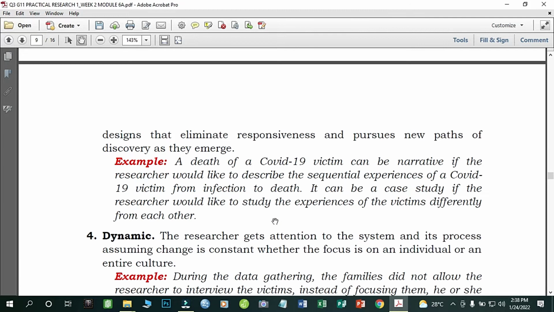Example, a death of a COVID-19 victim can be a narrative if the researcher would like to describe the sequential experiences of a COVID-19 victim from infection to death. It can be a case study if the researcher would like to study the experiences of the victims differently from each other. Okay, so this is an example.